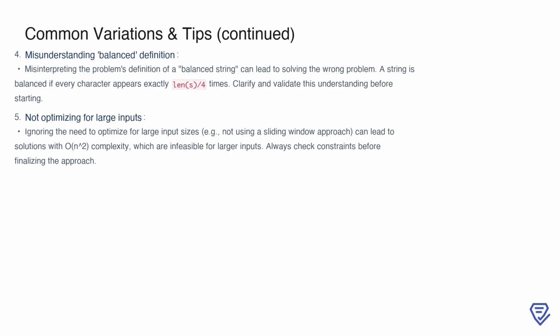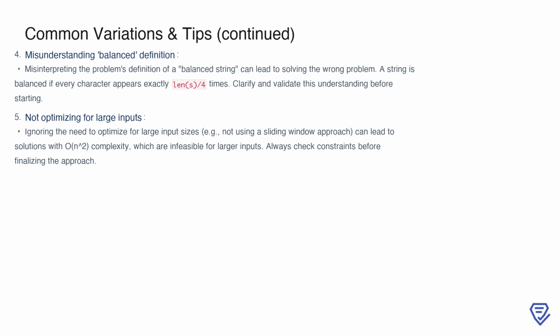Additionally, for larger inputs, it's crucial to optimize your solution. A naive approach that doesn't use techniques like sliding windows will likely result in O(n squared) complexity, which becomes impractical for larger constraints. Always consider the input size and make sure your approach is efficient enough to handle it within the given limits.